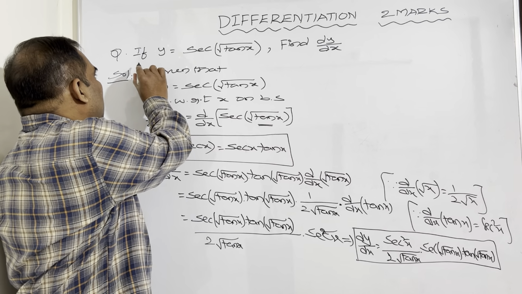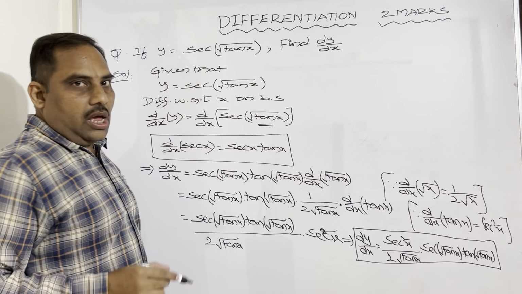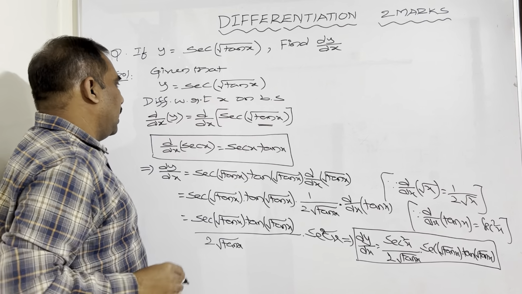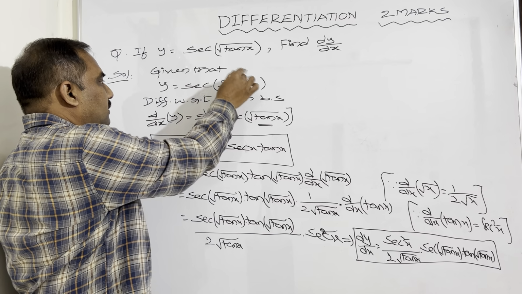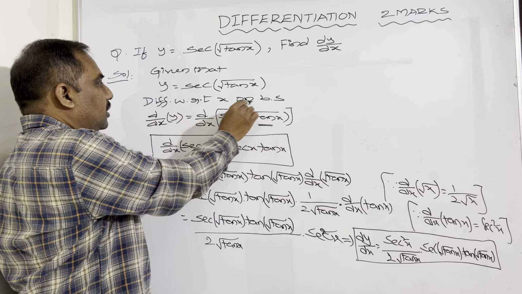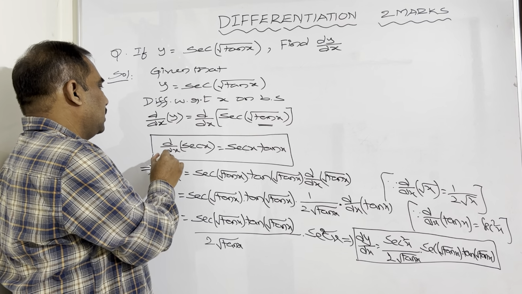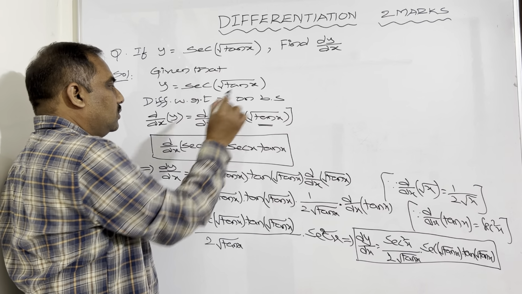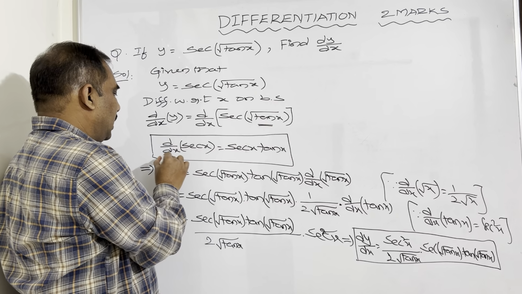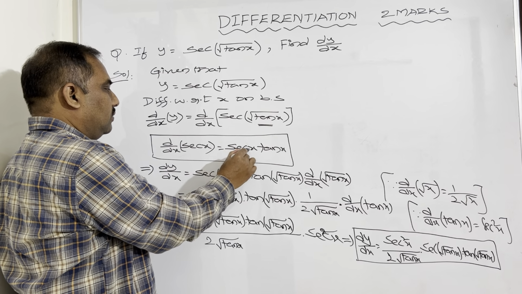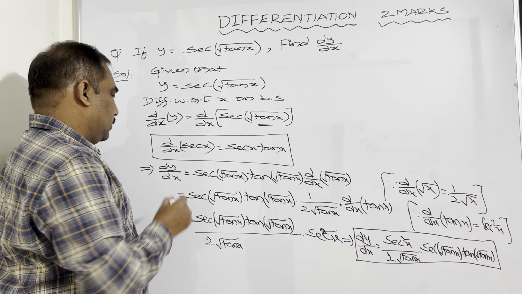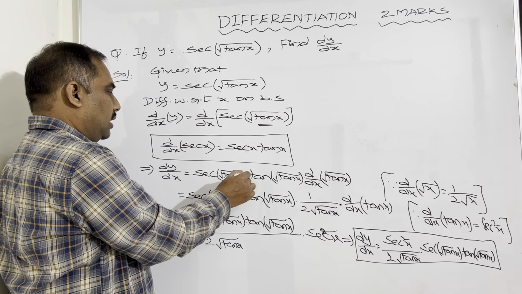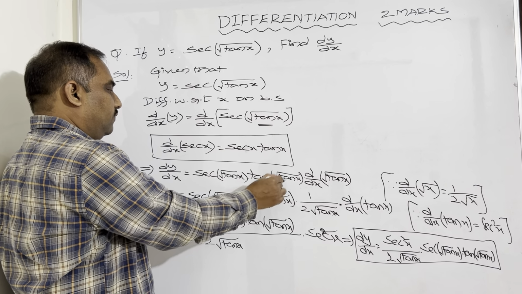So I repeat, the given function is y is equal to secant of root tan x, find dy by dx. Given that y is equal to secant of root tan x, which is like secant x. Differentiating with respect to x on both sides, d by dx of y is equal to d by dx of secant of root tan x. Secant x derivative is secant x into tan x. So dy by dx is equal to secant of root tan x, again tan of root tan x.